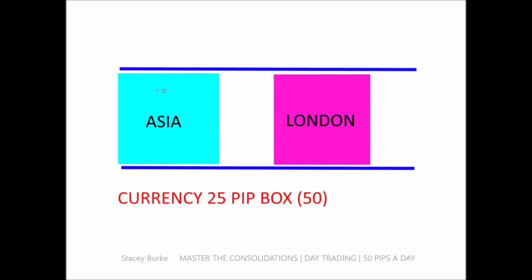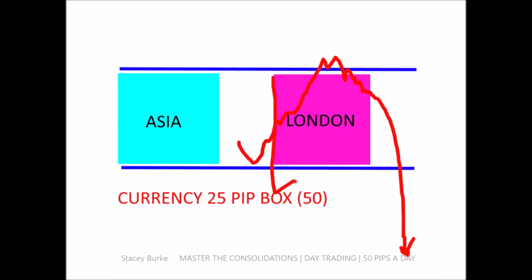From Asia, we can get the same thing where Asia puts in the high and the low, and London then auctions up and puts a peak formation high in and rolls over and does a measured move of this range again times 2.